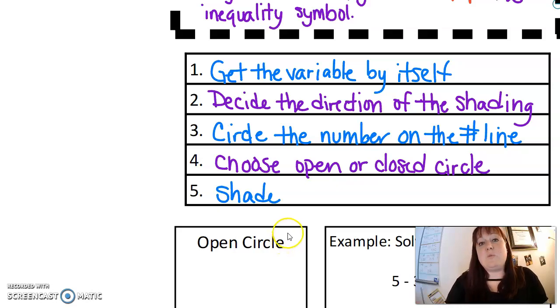But we do the same thing that we do with any equation. We get the variable by itself. We decide the direction of the shading for our answer. We circle the number on the number line. We choose whether we're going to use an open or closed circle, and then we finally shade.